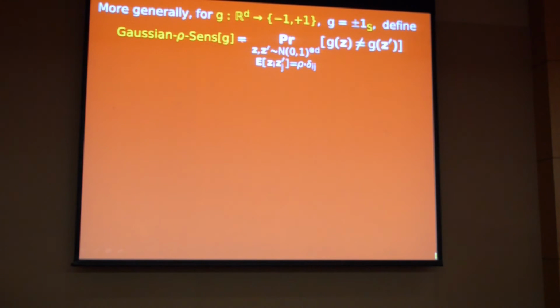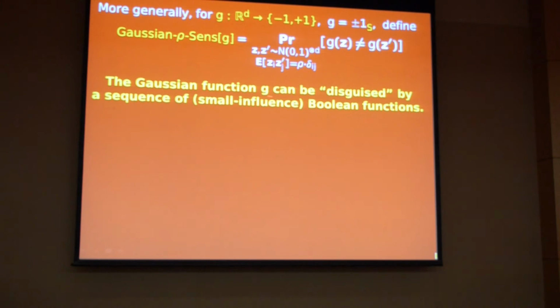Let's suppose you have a function G on d-dimensional Gaussian space, mapping it into plus or minus 1, the indicator of some subset of Gaussian space of volume F. Well, it could be of any volume. We'll define the Gaussian Rho sensitivity of G to be the probability that G of Z differs from G of Z prime, where Z and Z prime are Rho correlated standard Gaussian vectors in d dimensions. You can read the formal definition here if you like, of what Rho correlated standard Gaussian vectors are.